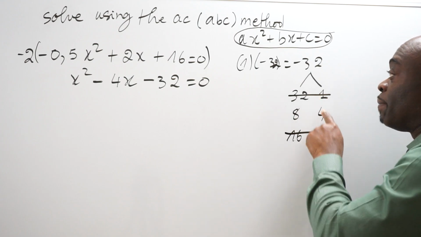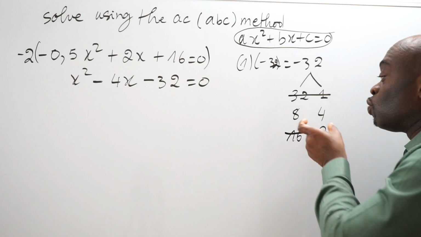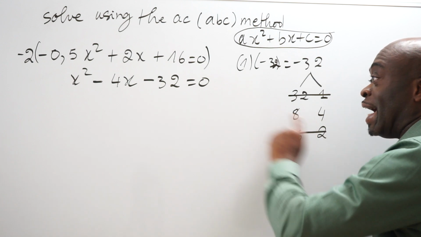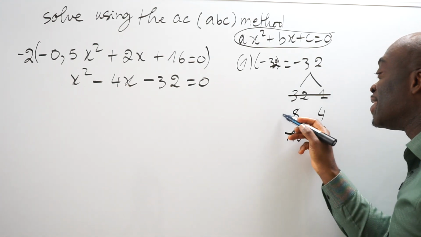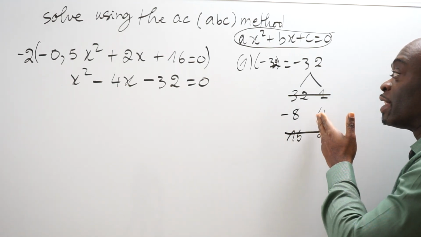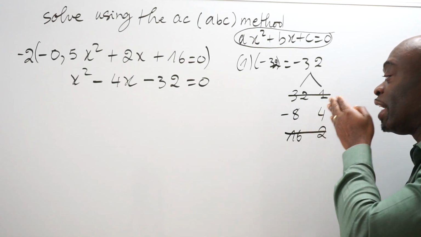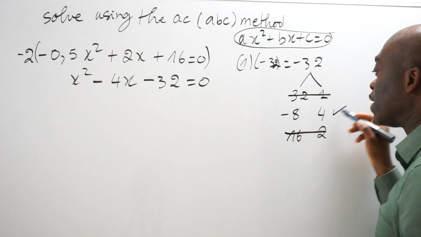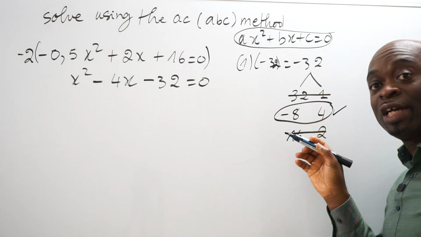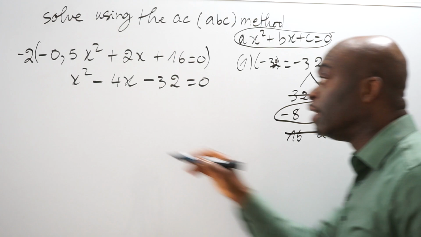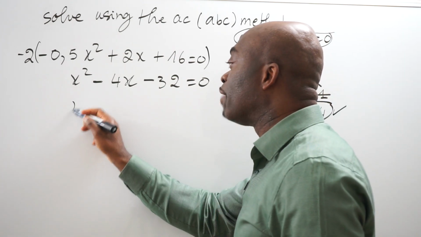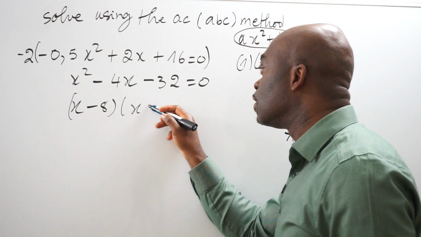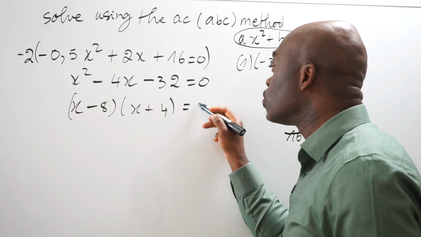But what about the sign? Because remember, when you multiply, you've got to get negative 32. So that means one of them has got to be negative, the other one positive. Now when you add, you've got to get negative 4. So that means negative 8, because negative 8 times positive 4 gives you negative 32, and negative 8 plus positive 4 gives you negative 4. So this one checks out. That's what you're looking for. And once you get those two numbers, you are finished. So that means you have x minus 8 times x plus 4 equal to 0, okay?